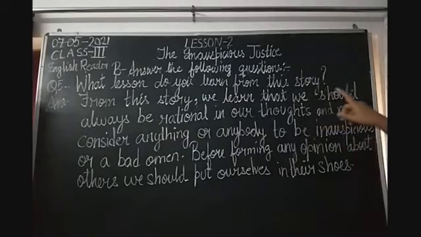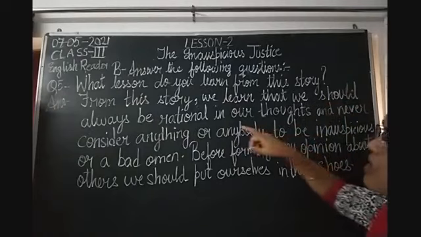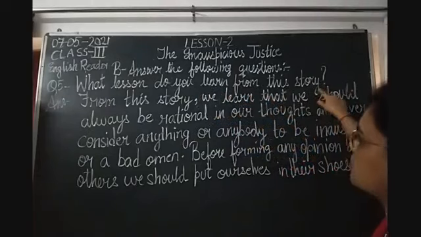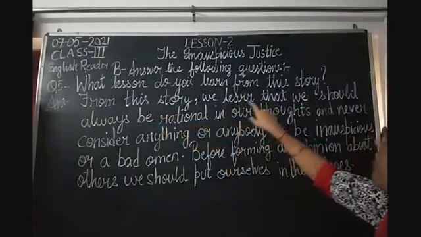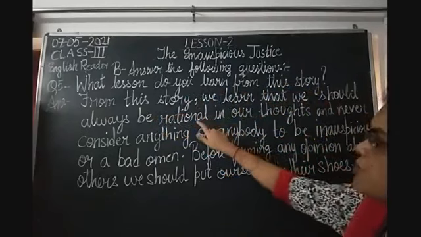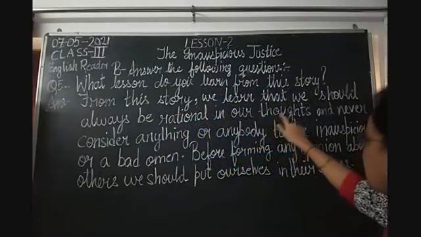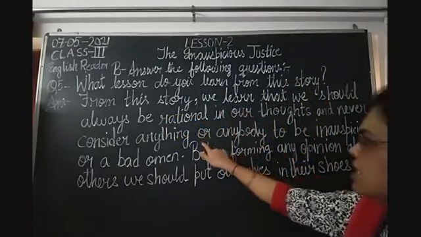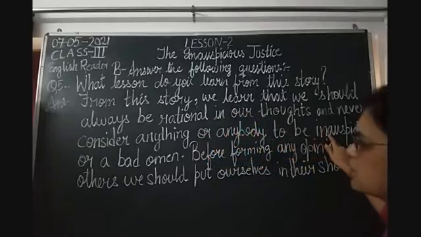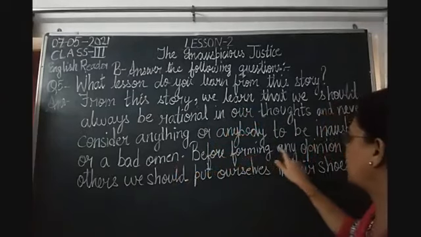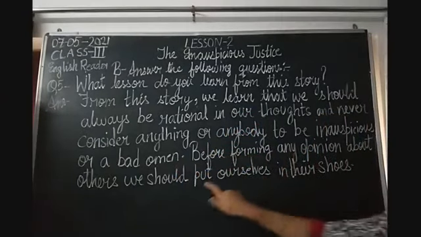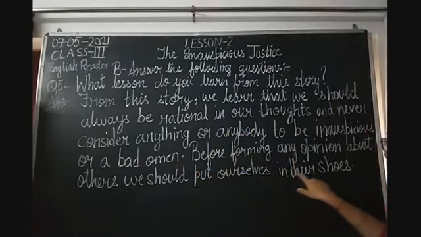So again I am reading question number 5 and the answer. What lesson do you learn from this story? From this story we learn that we should always be rational in our thoughts and never consider anything or anybody to be inauspicious or a bad omen. Before forming any opinion about others, we should put ourselves in their shoes. Fine? Right, fast students?